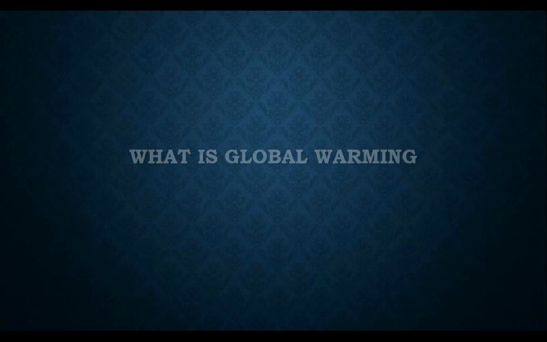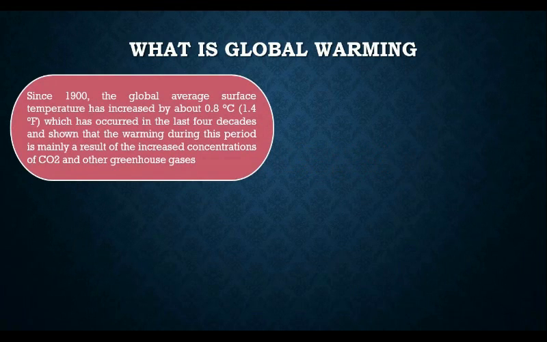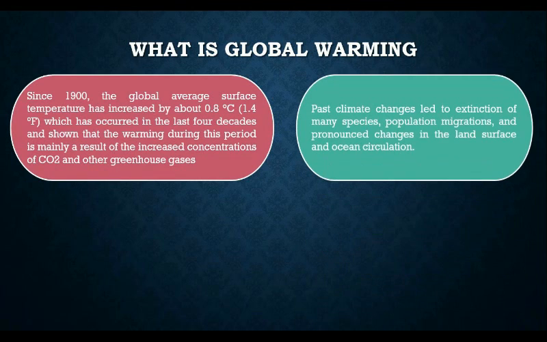As for introduction, what is global warming? Since 1900, the global average surface temperature has increased by about 0.8 degrees Celsius, which has occurred in the last 4 decades and shown that the warming during this period is mainly a result of the increased concentration of carbon dioxide and other greenhouse gases.